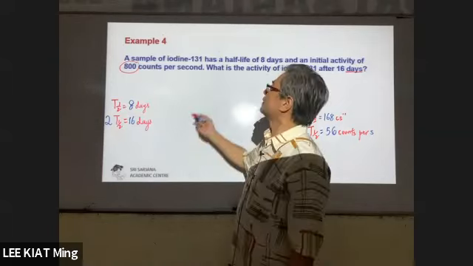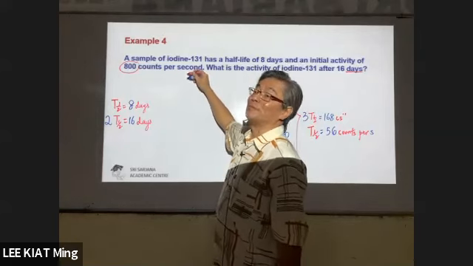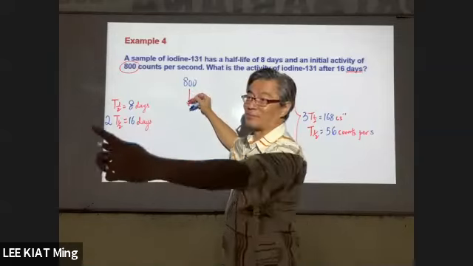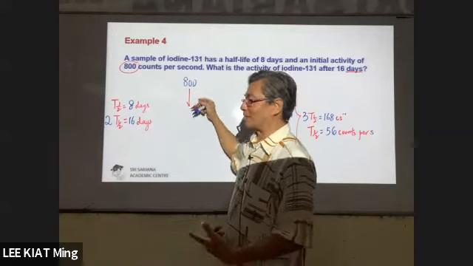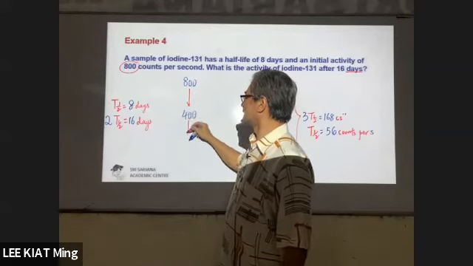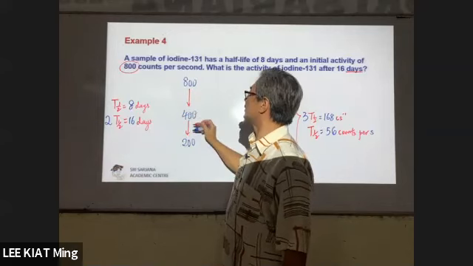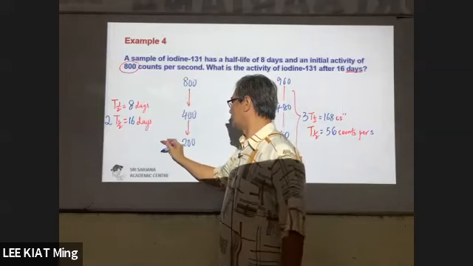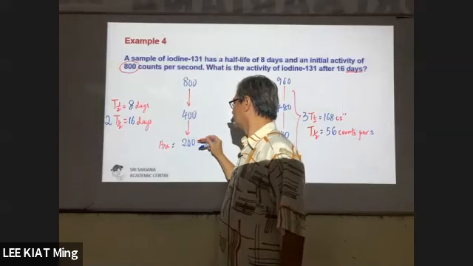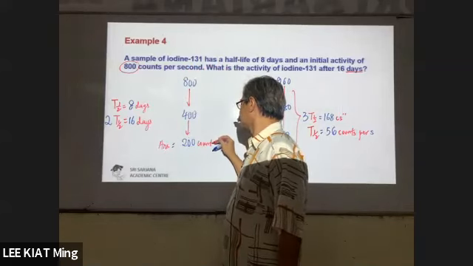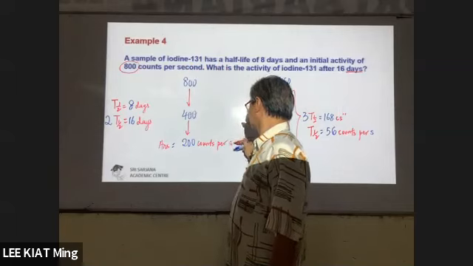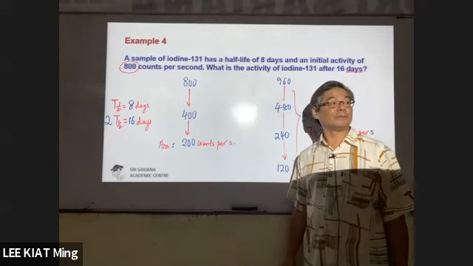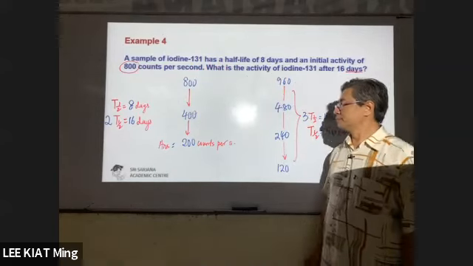200. Okay. But some people cannot imagine. Can I give you a draw long? Oh, 300 boy. One time 400. Another time 200. Use the same unit. Counts per second. Finish. Done. This is your answer. Okay. Counts per second. Is it okay, people? Alright?